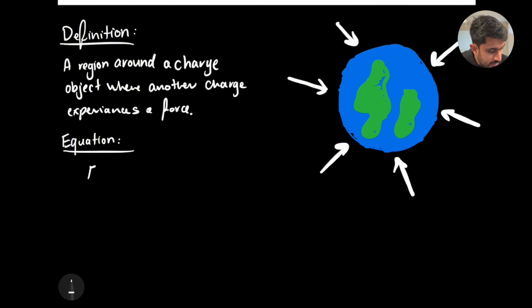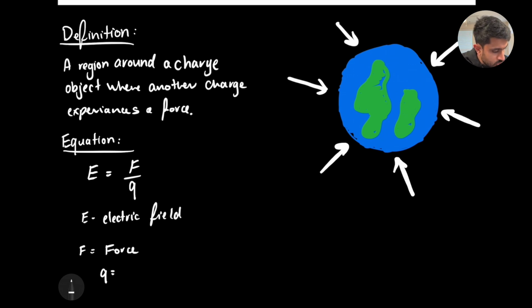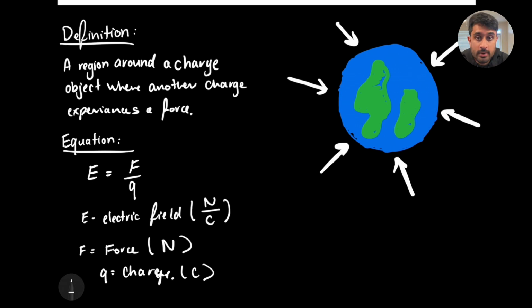The main equation that we're really going to look for when we look at electric fields is the equation E equals F over Q, where E is going to be the electric field, F is going to be a force, and Q will be the charge. Therefore, what this really means is that electric field is going to be a force over unit charge, meaning that the units are going to be newtons over coulombs. As such, force is measured in newtons and Q is measured in coulombs as we've seen through Coulomb's law.